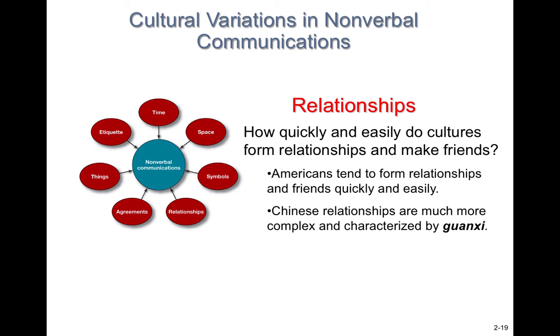How quickly and easily do cultures form relationships and make friends? Americans tend to form relationships and friends quickly and easily. Chinese relationships are much more complex. In the public school system in the United States, students go from elementary school to middle school and ultimately to high school, and sometimes it's not with the same classmates. In other countries, friendships tend to be formed in kindergarten or elementary school, and students stay in the same school until the end of high school and even in college.